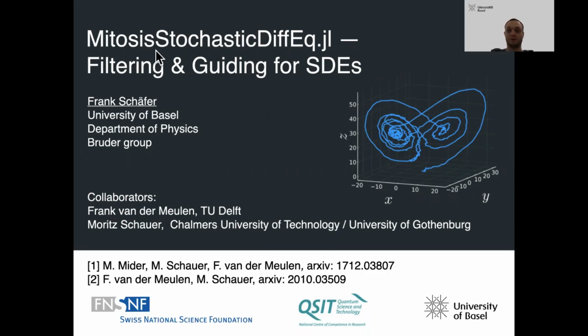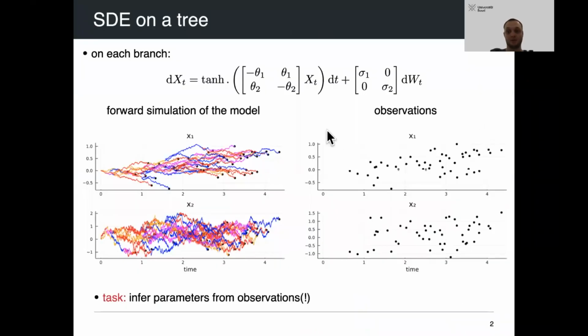In this short talk, I will show you how we can actually use that to infer the parameters of stochastic differential equations. Let's take a concrete example for that. We will take as an example an SDE on a tree. Suppose that on each branch of the tree, the forward model looks as follows. We have here x_t, the state of the differential equation, which consists of two components, x1 and x2. And in addition to that, we have four parameters, theta1, theta2, sigma1, and sigma2.